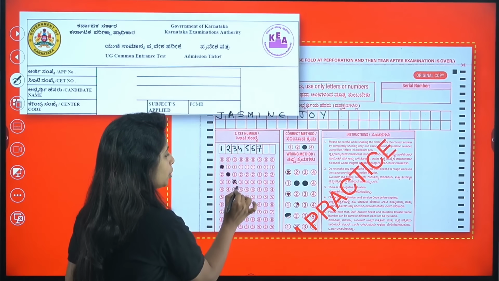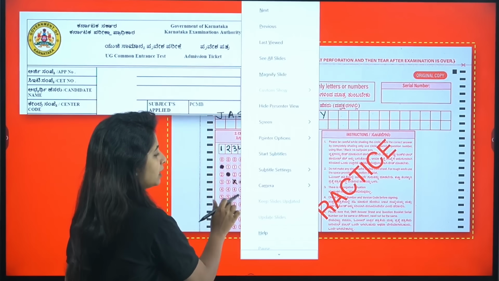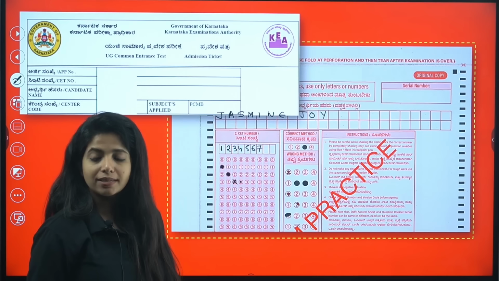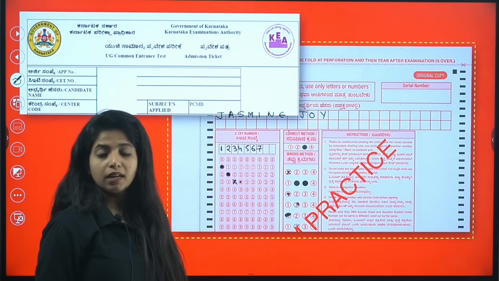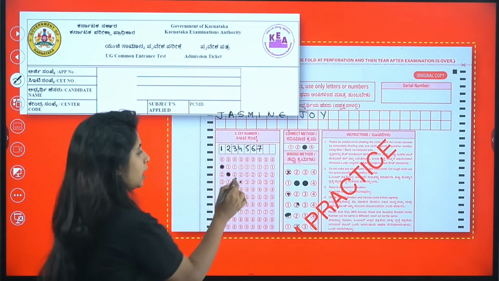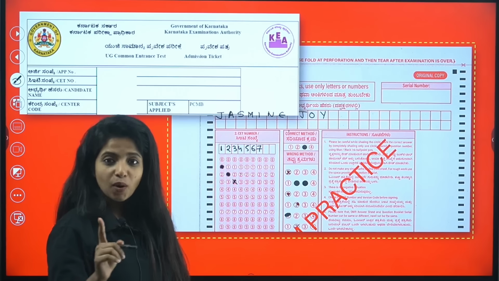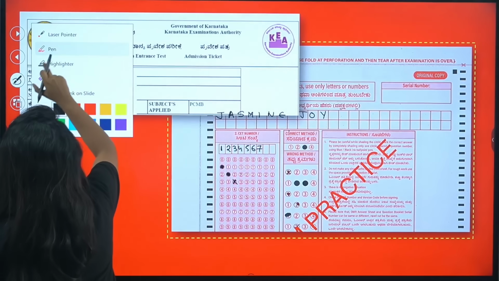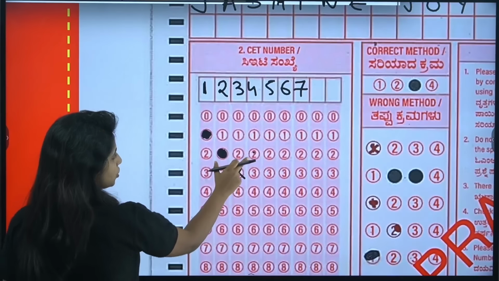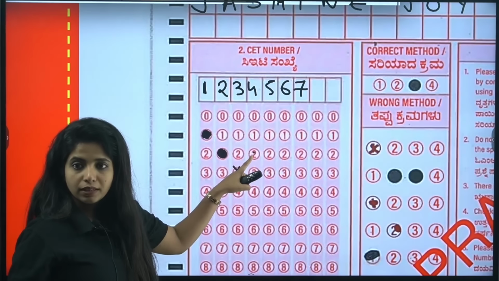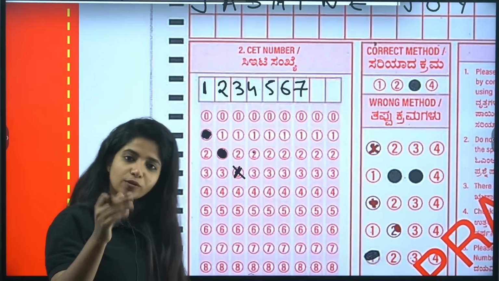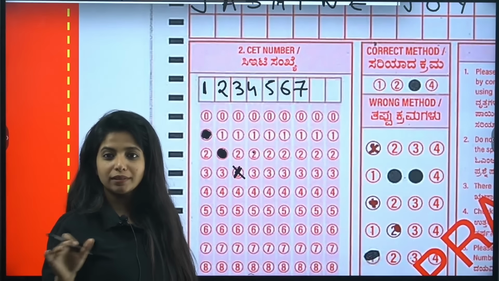Similarly, if you put a dot over here instead of filling the entire thing, will that be considered? No, that also will not be considered. Some people make a small dot, Baba, a small dot that you have put over here. You might feel it's not visible, but the small dot also will be picked up. So don't do all this, okay?